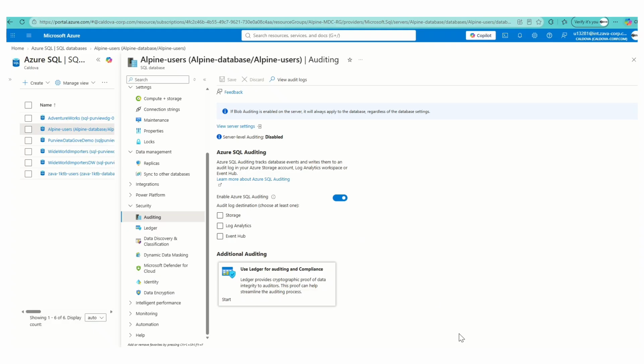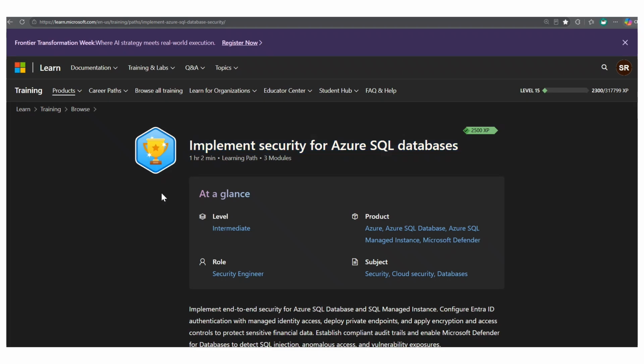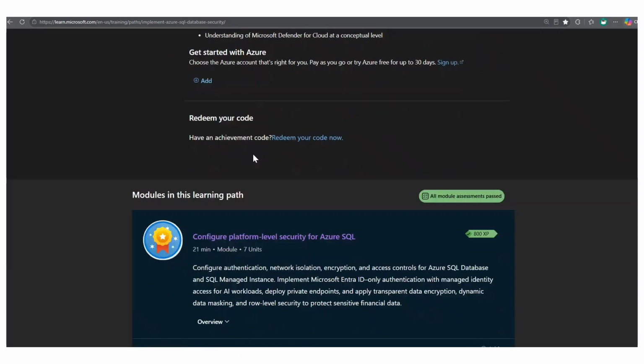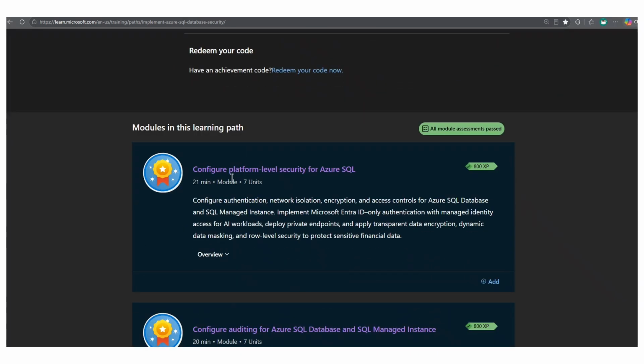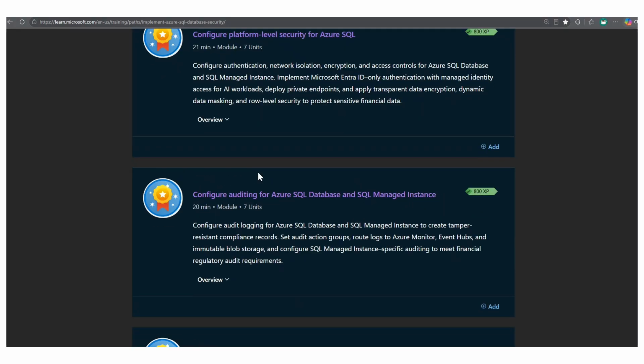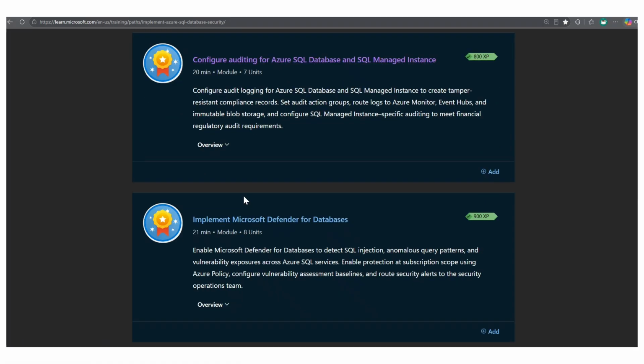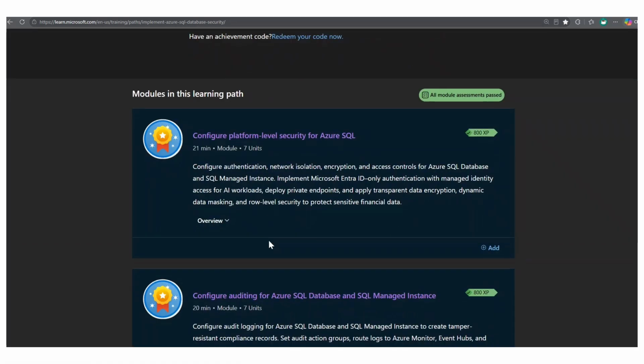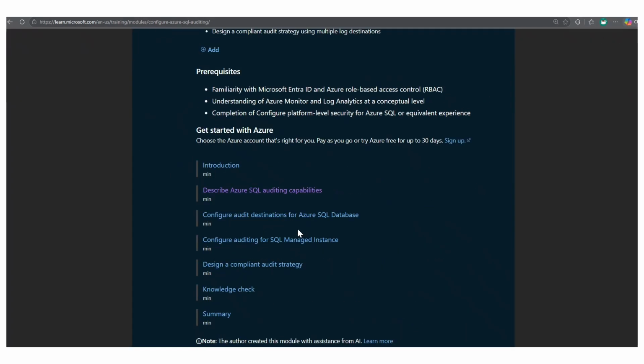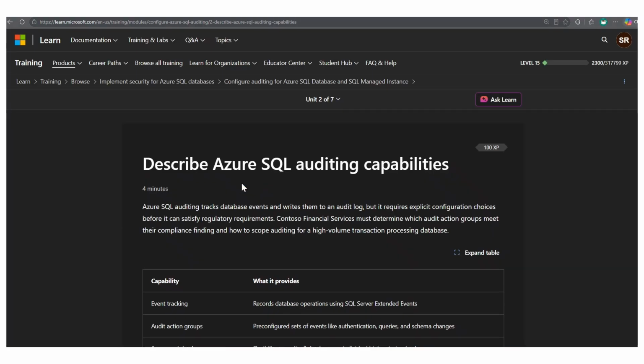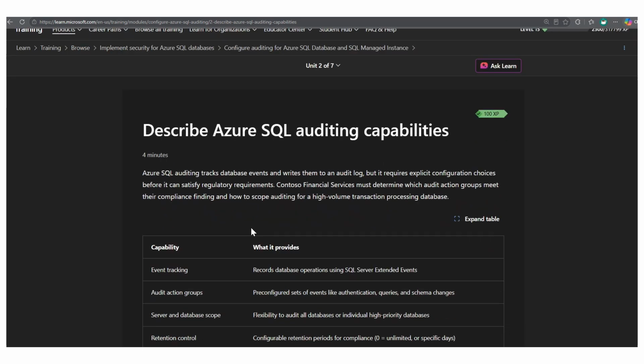Let's take a look at the module from Microsoft Learn. This is what we are following. So we already did the configure platform level. So we are in the, yeah, so let's take a look at this over here. And so basically, the first objective is to describe Azure SQL auditing capability. That's what we are talking about.